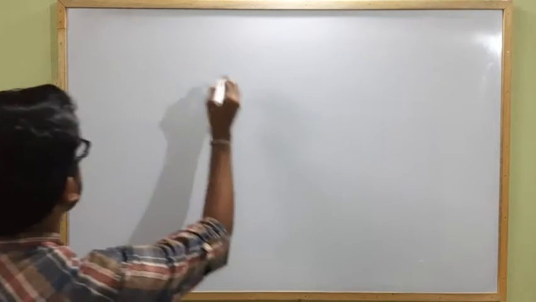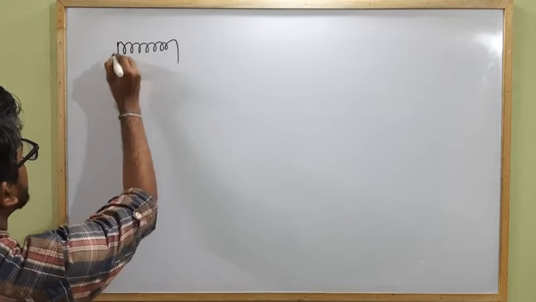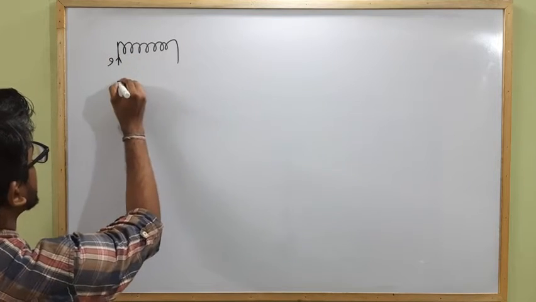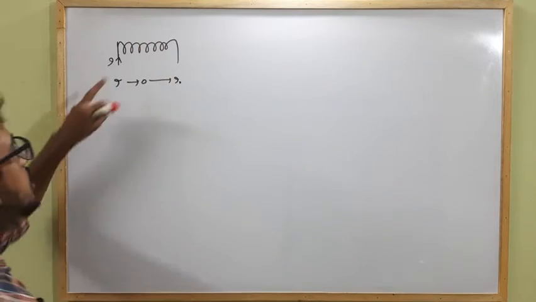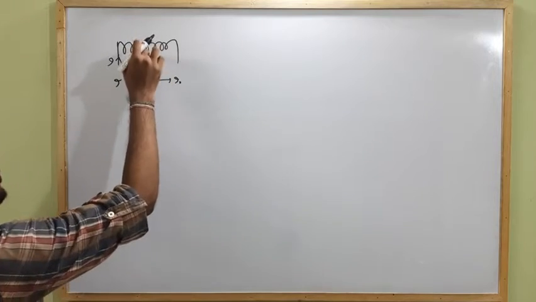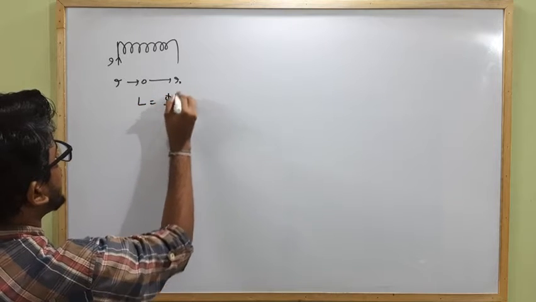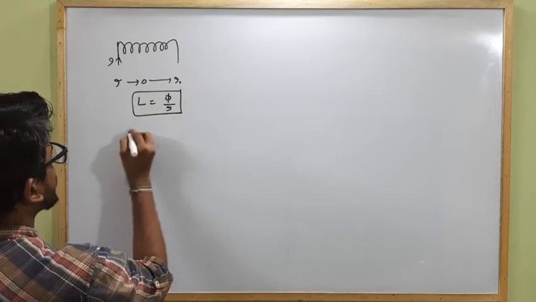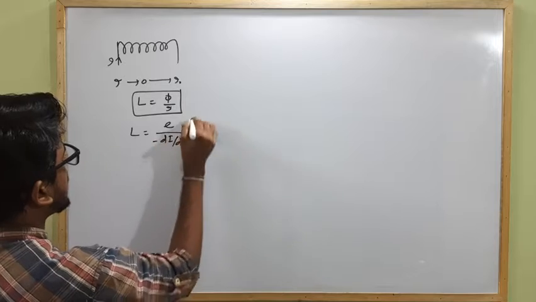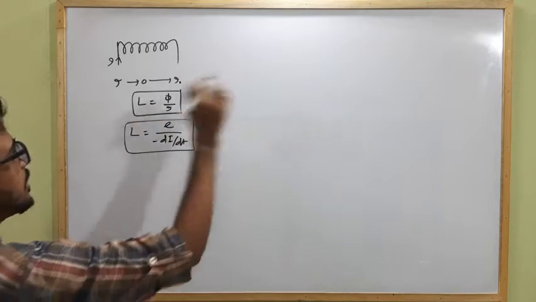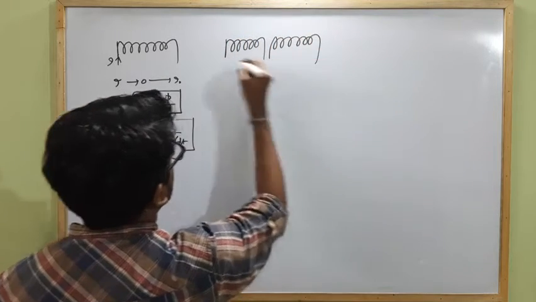What is self-induction? When there is a coil in which current I is flowing or starts flowing, that means the current varies from 0 to maximum I naught, then there will be an induced EMF produced within the coil due to a property of this coil only. That is known as self-induction, which is defined as L equal to phi by I, the flux linked for unit change in current, or we can also write L equal to the induced EMF divided by the rate of change of current. Clear?